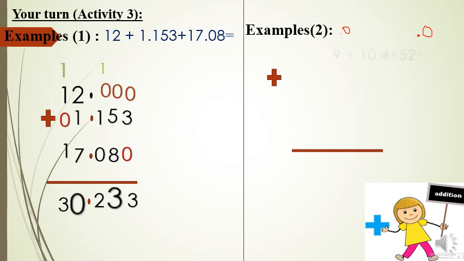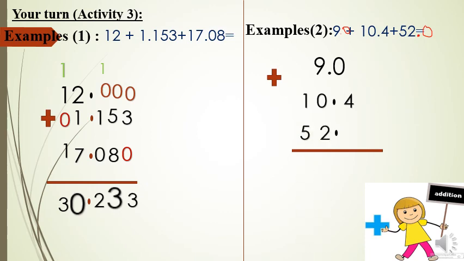Starting with the first number, which is 9.0, add to it 10.4. Don't forget to put the point under the point, and the last number, which is 52.0 also. And you can put zeros in the empty spaces. So our final answer will be, starting from the right to the left, 4, put the point under the point. Here we have 11, 1 and 1 carry out, and 5, 6, 7. This is the final answer.